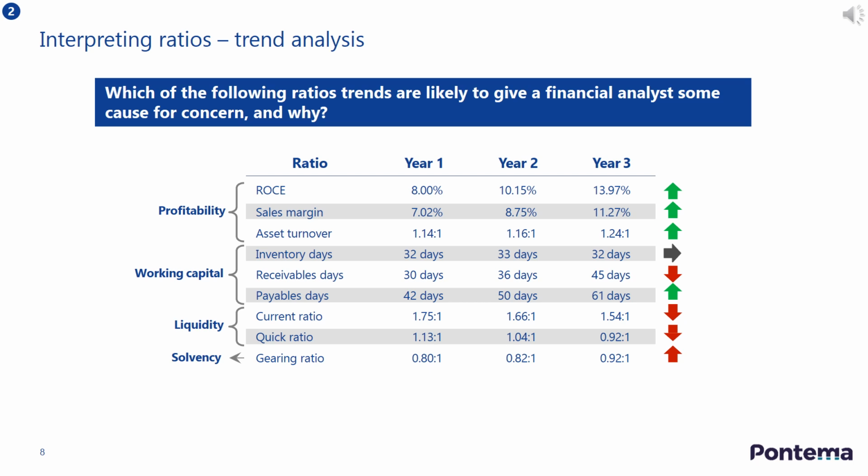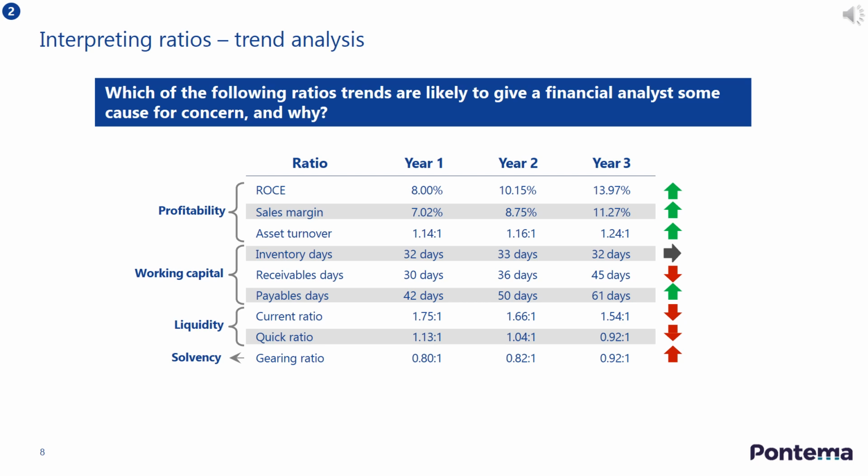For example, why is it taking longer to receive payments from customers? Further investigation could reveal that the organization's payment collection processes need tightening, or that extended payment terms are being granted as part of the sales package to attract customers. And why are the liquidity and solvency ratios worsening?